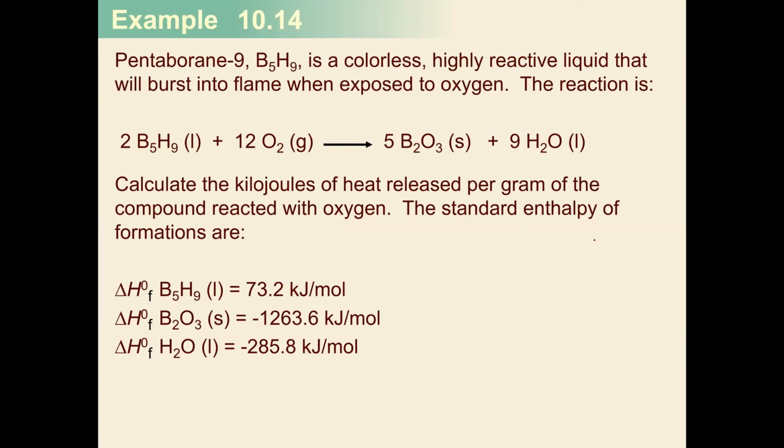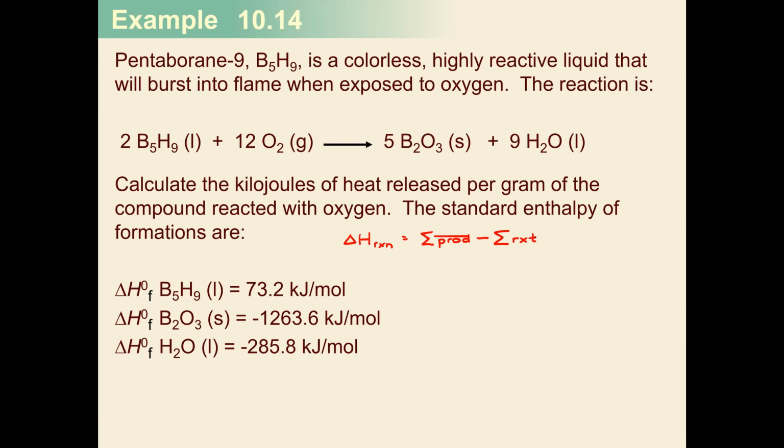Pentaborane 9, which is B5H9, is a colorless, highly reactive liquid that will burst into flames when exposed to oxygen. The reaction that I have is listed below. It says calculate the kilojoules of heat released per gram of the compound, our pentaborane 9, when it's reacted with oxygen. The standard enthalpies of formation that you need are provided. So remember that I need to go back and use our delta H of our reaction is equal to the sum of our products minus the sum of our reactants.